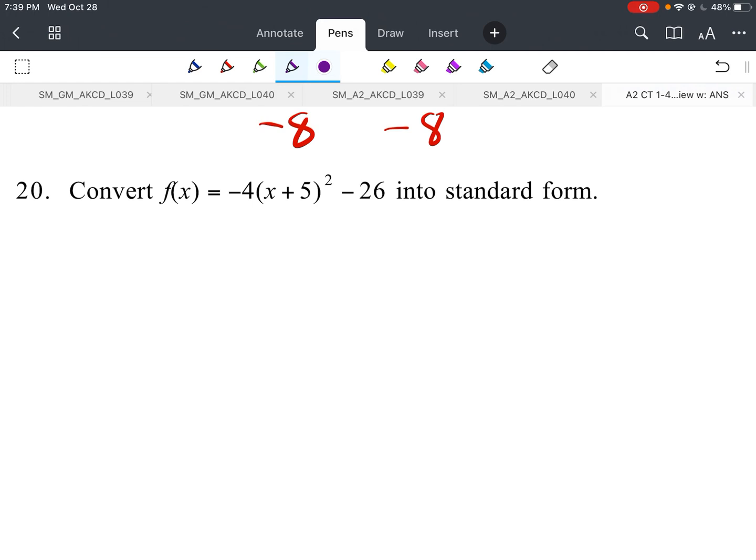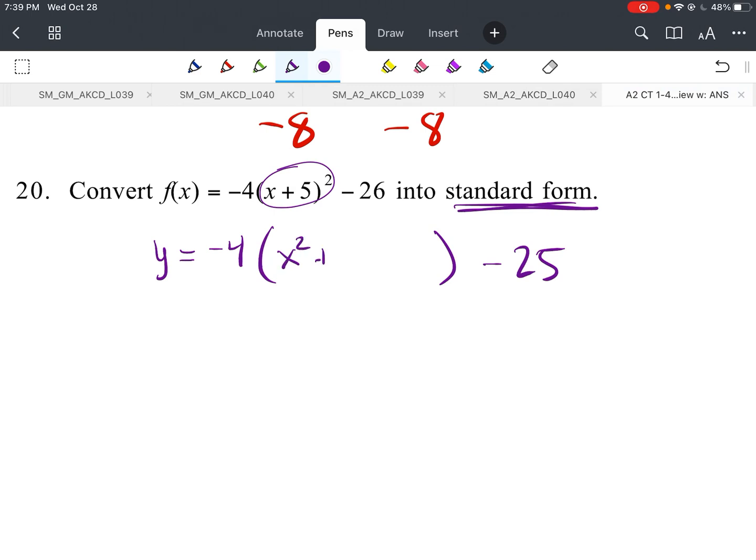So convert this to standard form. What is standard form? This means just multiply it out. So don't fret here. I just got to know how to FOIL this out, and I'm good. So I'm going to just use y for now. Y equals negative 4 parentheses. All right, what does x plus 5 squared look like? Well, remember, this is x times x, so that's x squared, plus the outer would be 5x, inner would be 5x. This is 10x, and then plus 25.